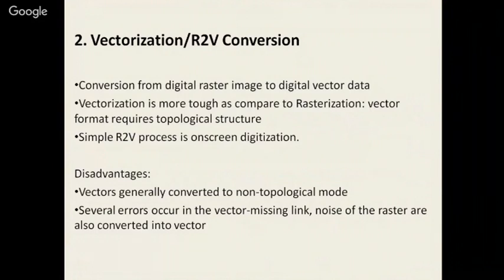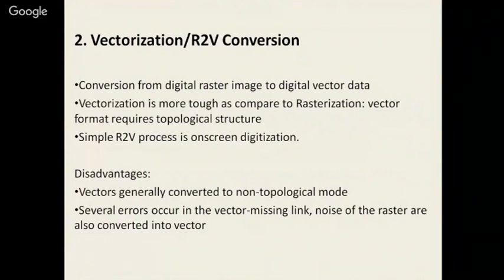A simple raster to vector process is on-screen digitization. On-screen digitization is similar to manual digitization, but it is done on the screen, and it's much easier and faster compared to the older methods. For example, we can zoom the image and more precisely locate boundaries. If we have to digitize the boundaries of a state, by zooming the raster image to our requirement, we can do it much more accurately and much faster. But there are some disadvantages.